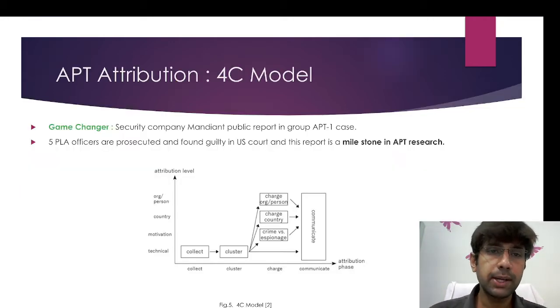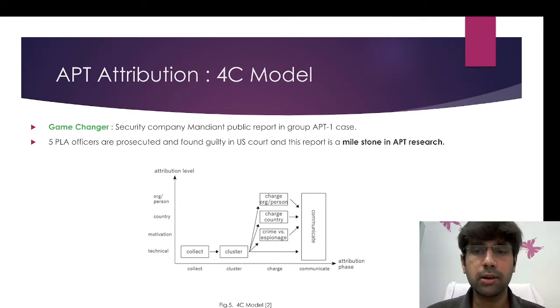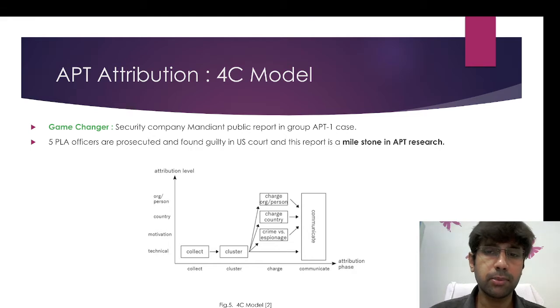In terms of APT attribution, as I said earlier, the APT1 investigation was the state-of-the-art milestone in APT research. Based on the research publications by Mandiant, five People's Liberation Army officials were prosecuted, and in this particular report, the Mandiant security firm used this 4C model to figure out the culprits behind this attack.